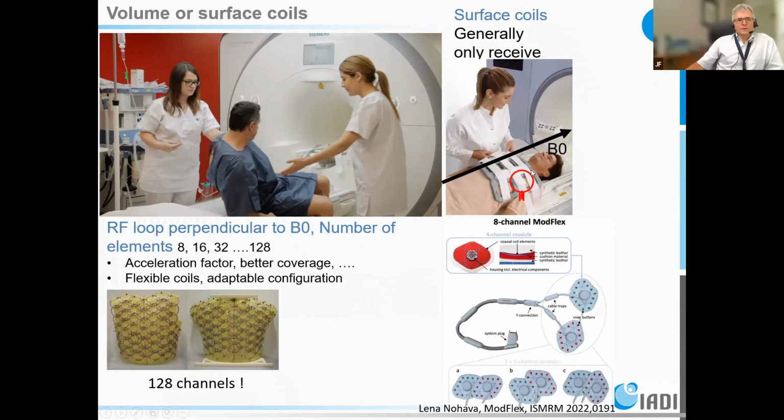What is important for us? The coil element has to be perpendicular to B0. If you are parallel to B0, you have no signal. So here you see this multi-coil element. You have 8 elements here. Always the coil is perpendicular to the main magnetic field. This is for receive signals.